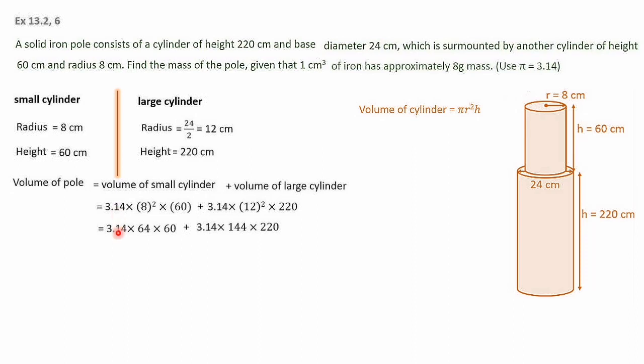Then just 3.14 into 8 square is 64 into 60 plus 3.14 into 12 square is 144 and 2 into 220. And these three numbers, if you multiply, you will get 12,057.6 plus these three, when you multiply, you will get 99,475.2. And please do not copy this one. You have to do this calculation on the right side of your notebook, and verify that you are getting this answer.